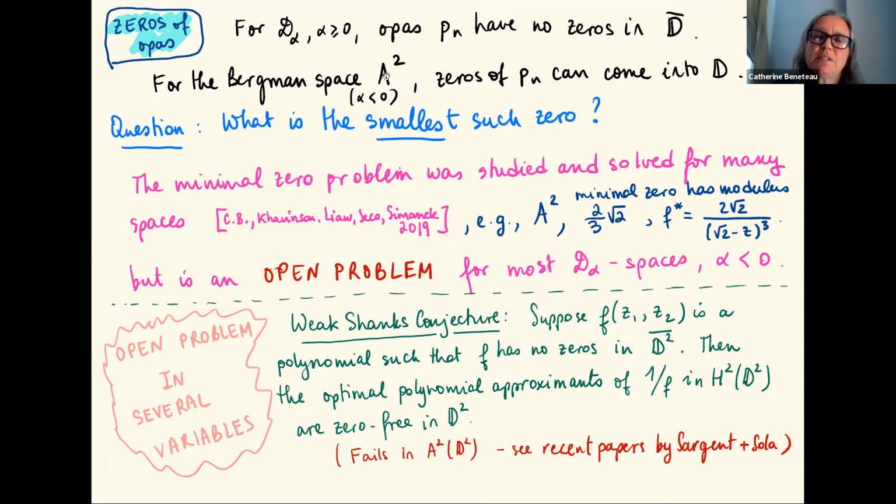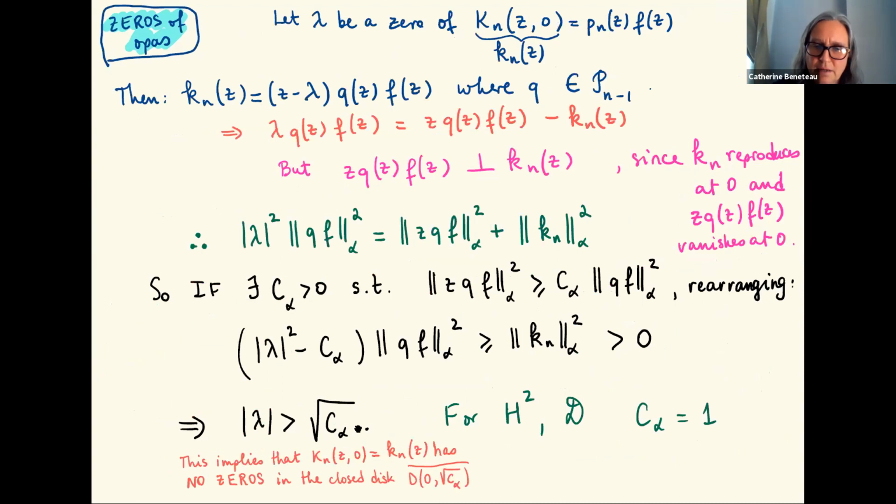For other D alpha spaces, when alpha is less than 0, for example, the Bergman space, this is my notation for the Bergman space, the zeros of Pn can come into D. If I go back, this constant is less than 1 for the Bergman space. That doesn't tell you for sure that there are some zeros that must go into the disk, but it tells you that there's the potential for that.